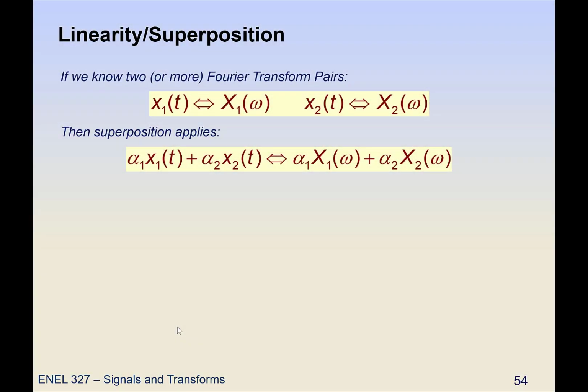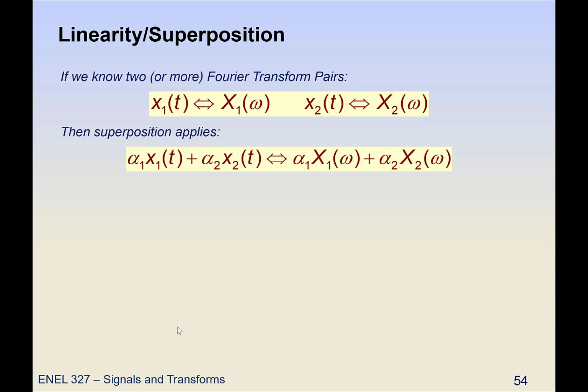Okay, so now we're going to go on to some of the important properties that allow us to simplify our calculation of Fourier transforms. The first is linearity or superposition. And this is exactly like we had before for systems, but now we're talking about signals.